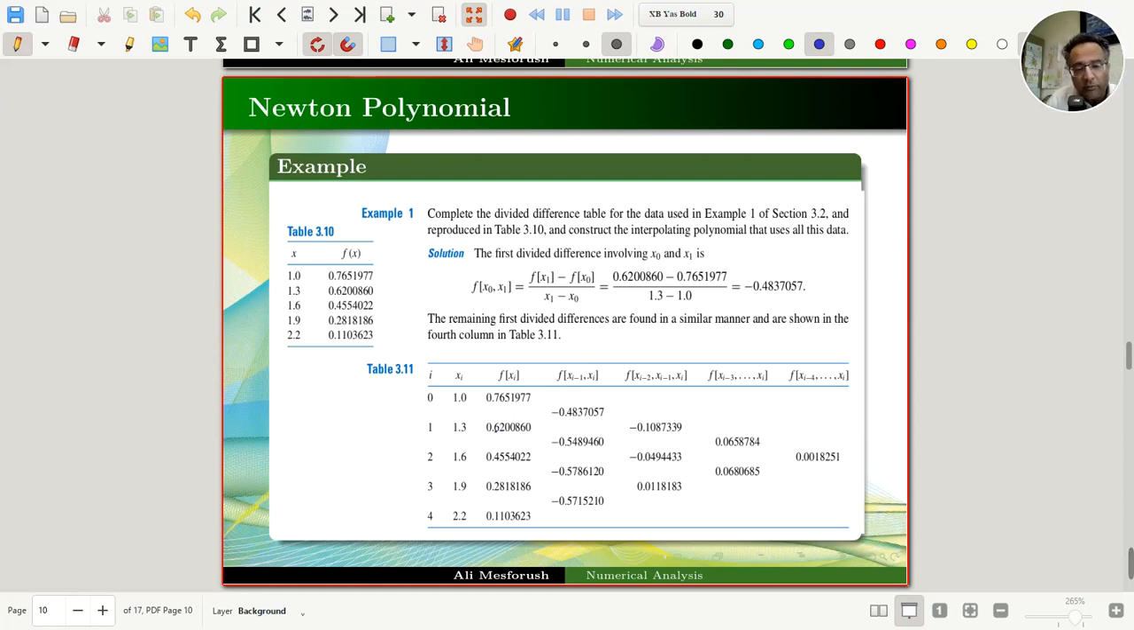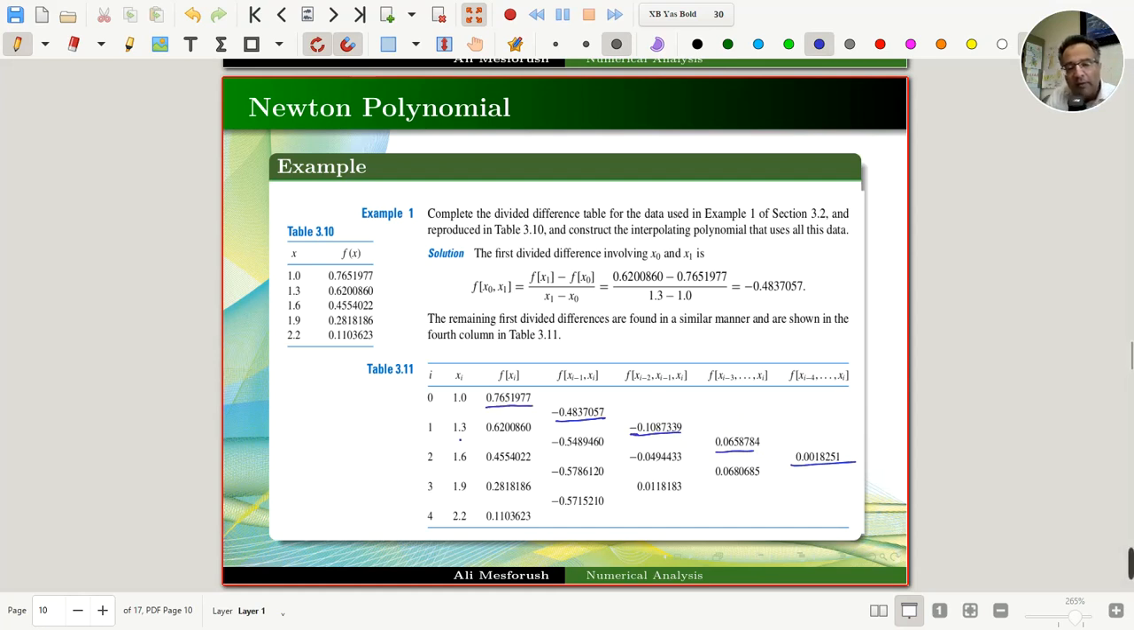We have to subtract, in fact, this one minus this one over this one minus this one. The value is this, okay? And the other one can be computed by two previous values in the previous column, okay? Now, from this one and this one, we can get this one. How? We can subtract this one minus this one over this one minus this one. We can get this one, and so on. We can continue in exactly the same way.